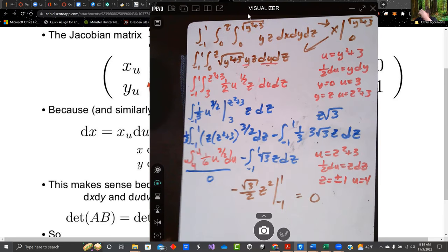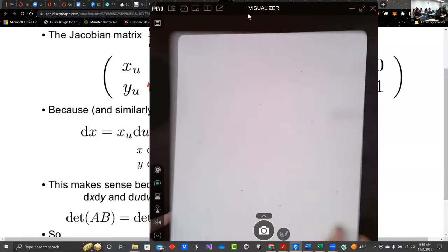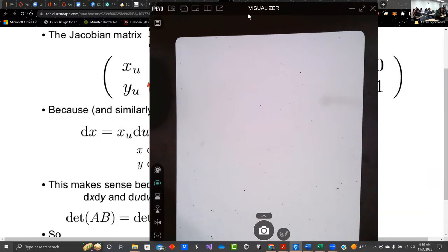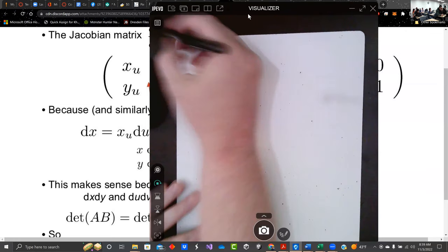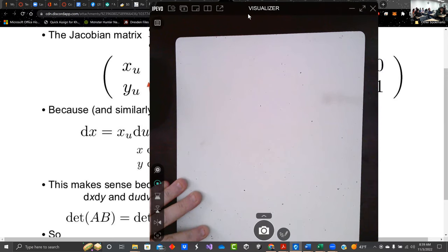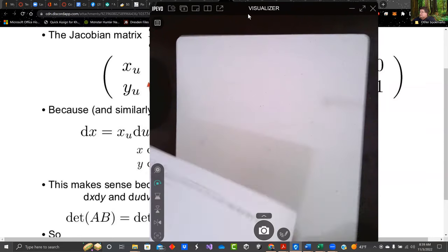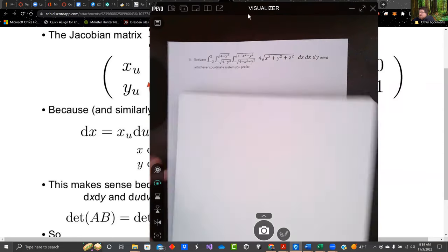Let's take a look at number 5. How about I just put the paper with the equation up there, because I don't want to rewrite all that.